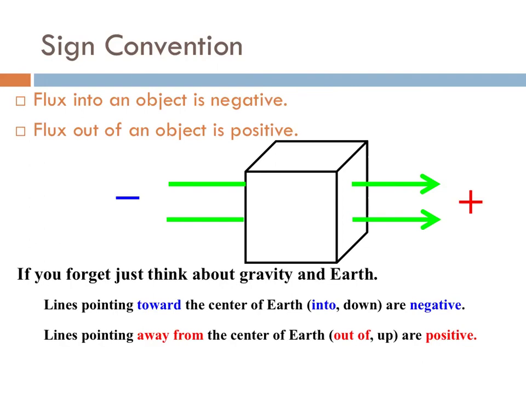Now this sign convention for flux is going to be more important for the next section, but it's important to get a grip of what it means right now. Flux that goes into an object is going to be considered negative, and flux that comes out of an object is going to be considered positive. Again, if you want to use our gravitational field reference, lines pointing toward the center of Earth, into or down, are negative, and lines pointing away from the center of the Earth, out of or up, are considered positive. So that will help you remember this information.